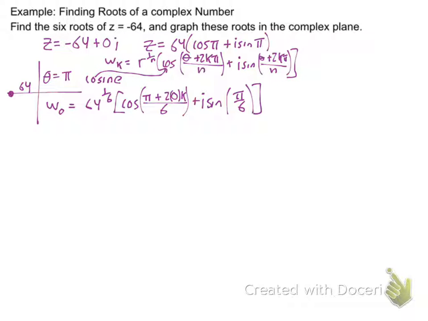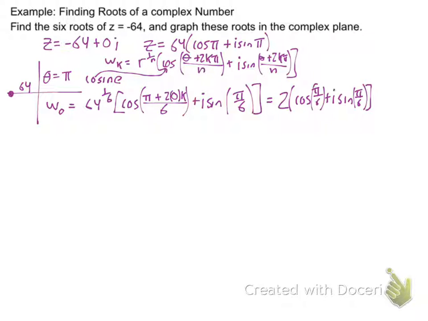Also, guys, what's 64 to the 1/6 power? It's 2 in this case. 2, guys, is a very easy number. Because it's an easy number, I am now going to use 2 instead of 64 to the 1/6 power for the rest of the process. That means it's 2 times cosine of pi over 6 plus i sine pi over 6. Is everybody okay with that?